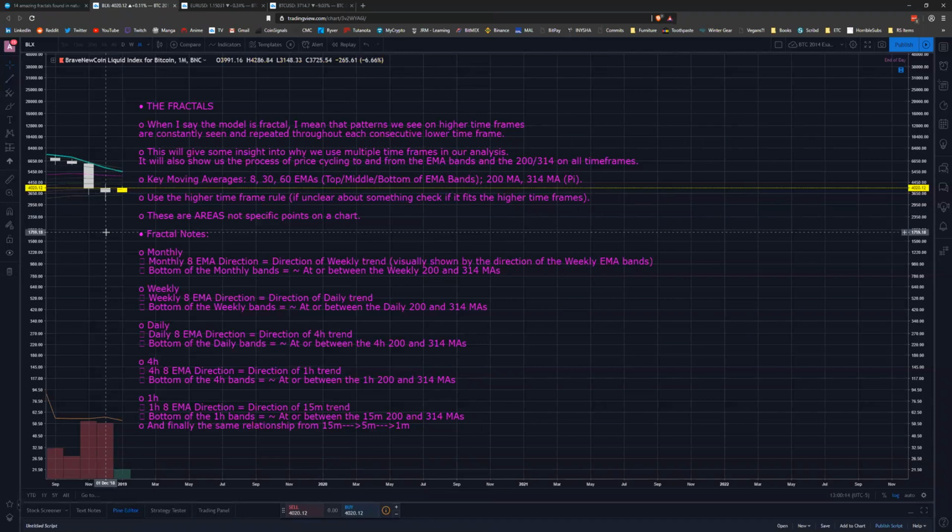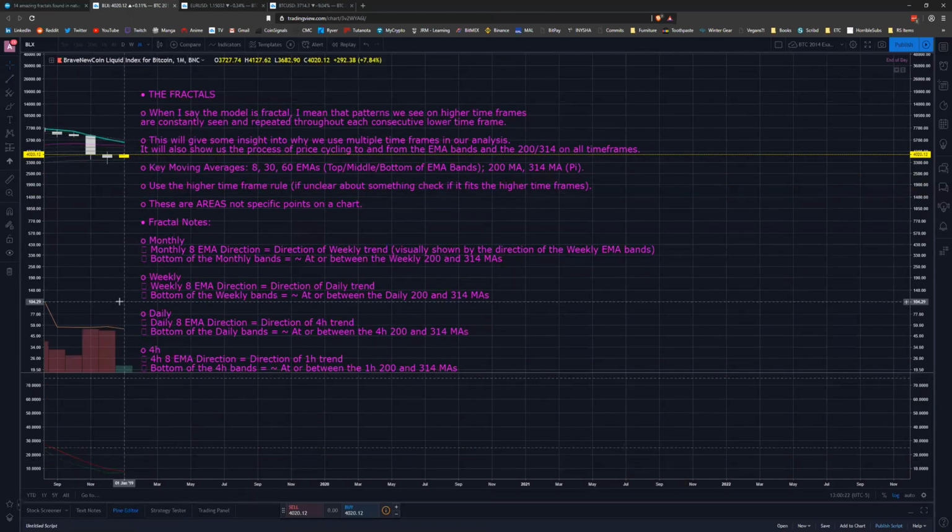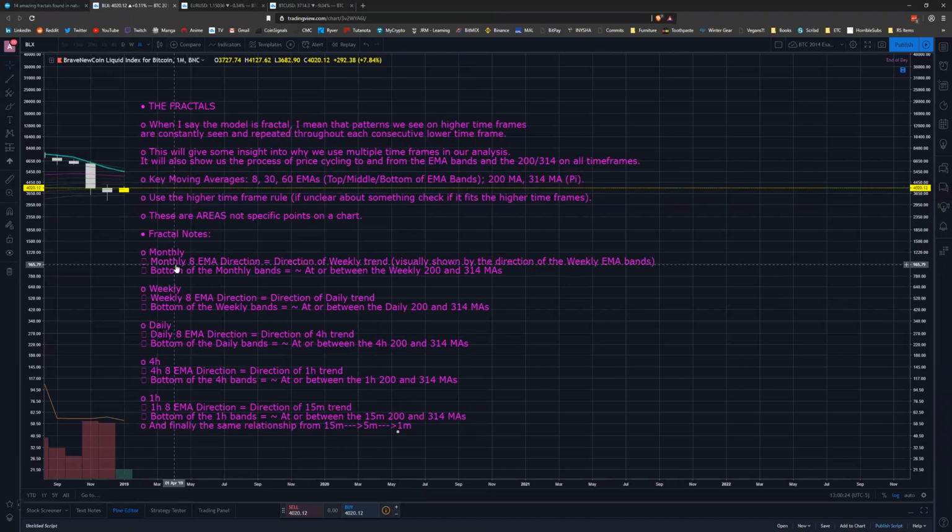Same thing with Wyckoff's model, the accumulation model. Same thing with all cycles. And that's another reason I like using the stochastic with this, because cycles repeat constantly forever.